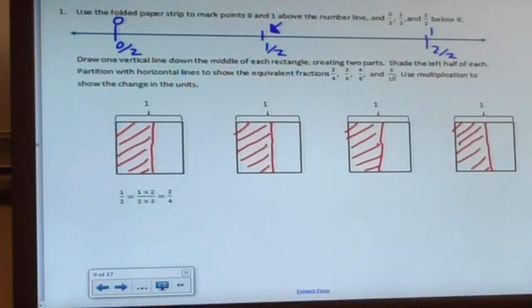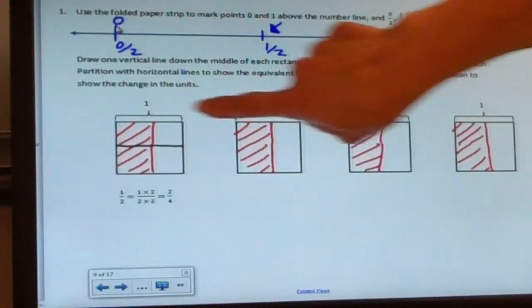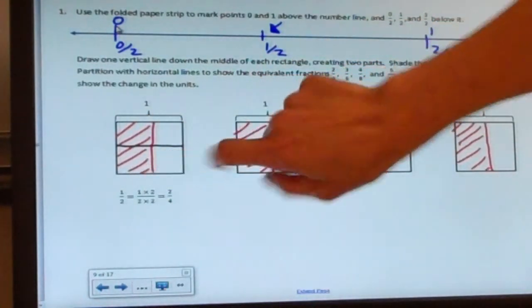Okay? Now this example here tells us this number sentence: 1/2 is equal to 1 times 2 over 2 times 2, which is equal to 2/4. So how are we going to make this first fraction equivalent to 2/4? What did we say we should do to make this 1/2 equivalent to 2/4? Chris? Draw a line in between. Draw a horizontal line directly in the middle. Why is it not okay to draw my horizontal line up here? Spencer? Because then it won't be even. Right, it won't be equal. We're dividing into equal parts, okay?